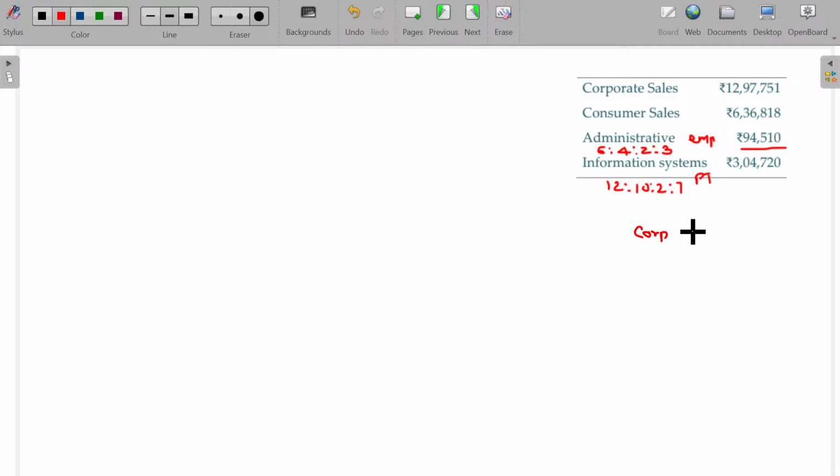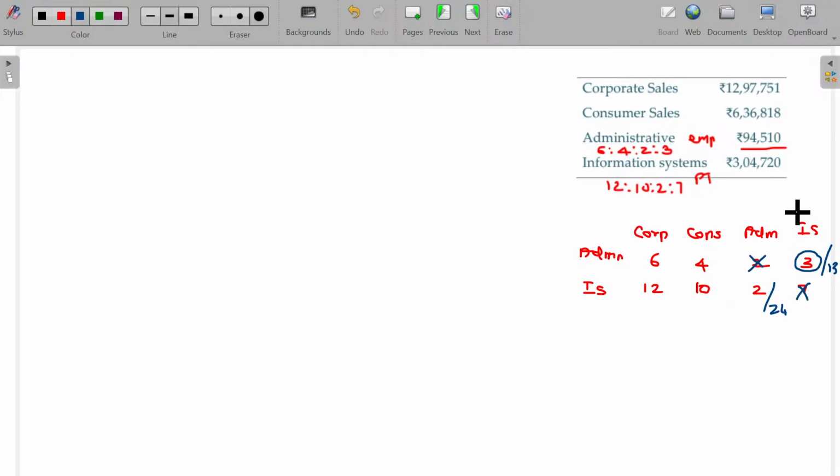Corporate, consumer, admin, IS. Where admin supports corporate, how much? 6, 4, 2, 3. IS: 12, 10, 2, 7. What is the support by admin to IS? 3 out of 13, forget about this one. And here, forget about this one, 2 out of 24.